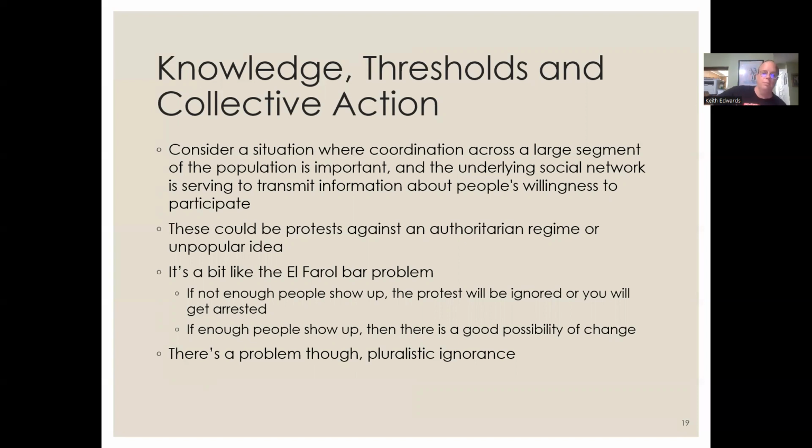This is a bit like the El Farol Bar problem, kind of in reverse. If enough people show up... If not enough people show up, then the protests will be ignored, or even worse, you get rounded up and arrested, or labeled as an agitator in an authoritarian regime.